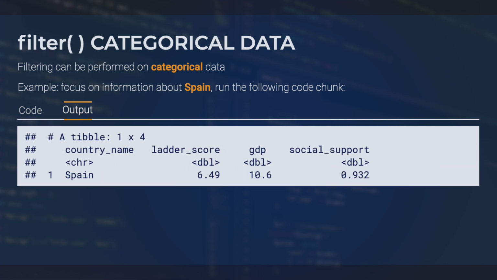And when we run this code, we see that there's just 1 row in our output. And that's because there is only 1 row that matches this condition. Note that filter has no effect on the number of variables.